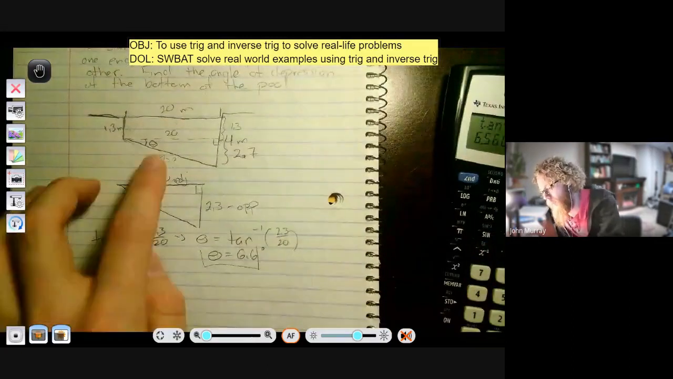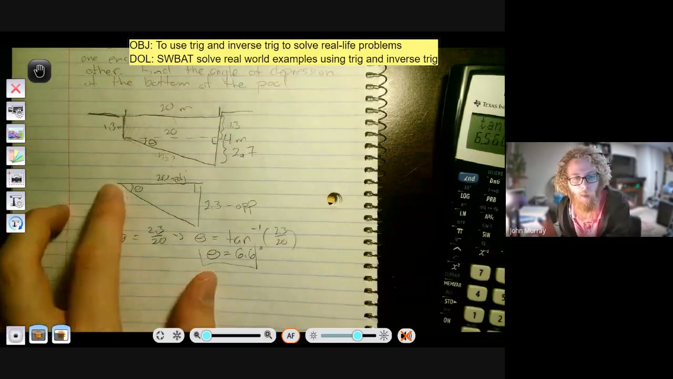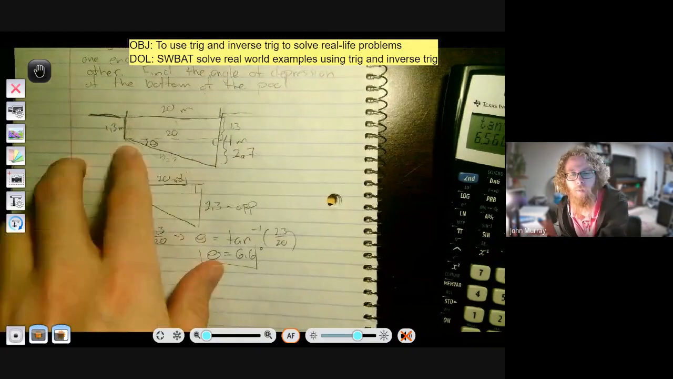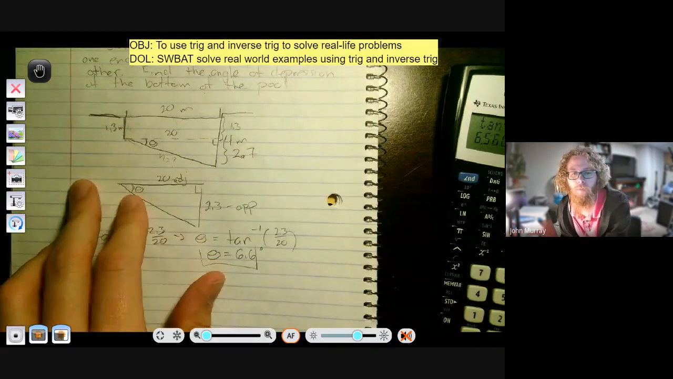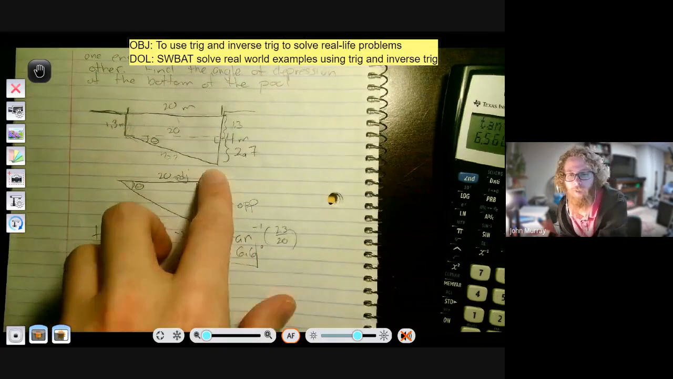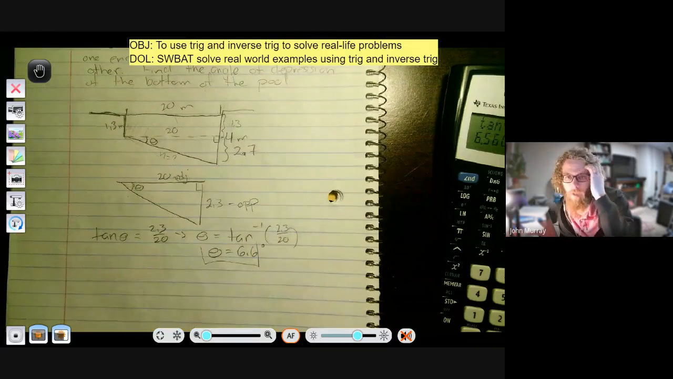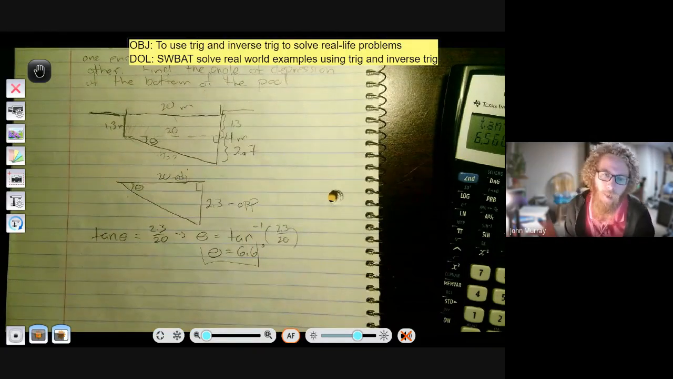And now that we have that angle, if they asked us for anything else about the triangle, we could figure it out. We could figure out the length of the bottom by using this angle or by using Pythagorean theorem. We could find this angle down here if they asked us to. Right? We can figure out the rest of the triangle, and that would be called solving the triangle.